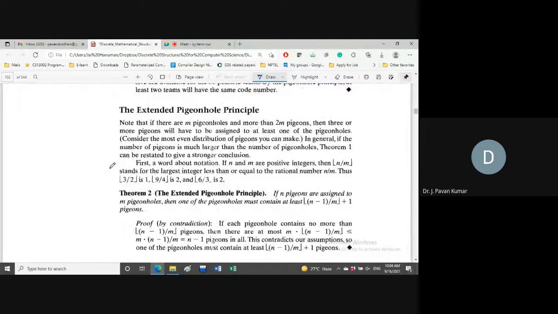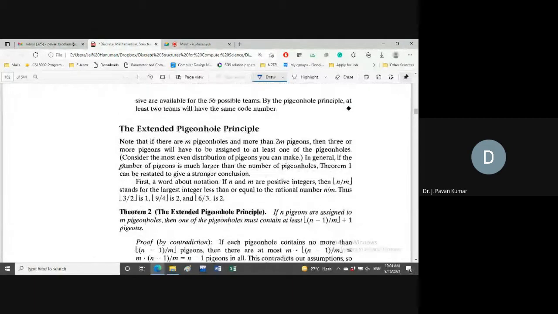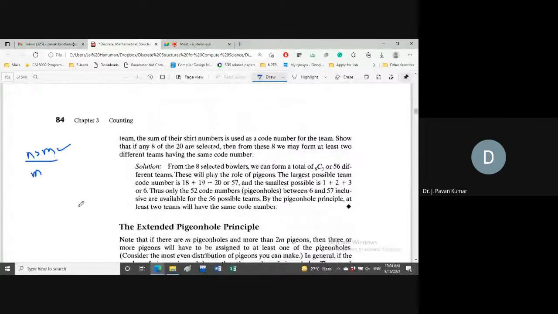Now, before going further, I wanted to introduce one thing. Let us consider 10 by 3. Now what is the value of 10 by 3?